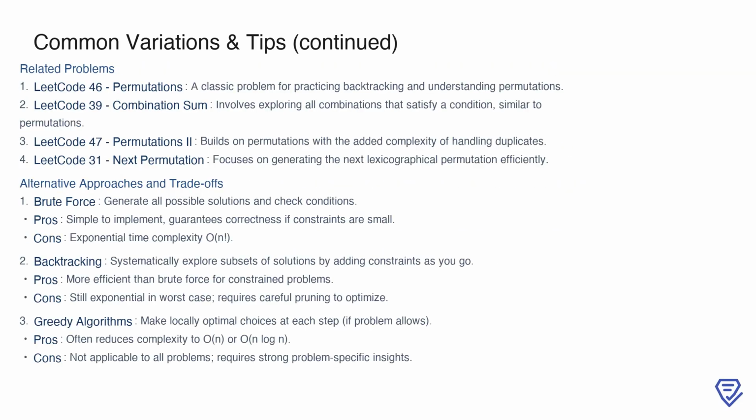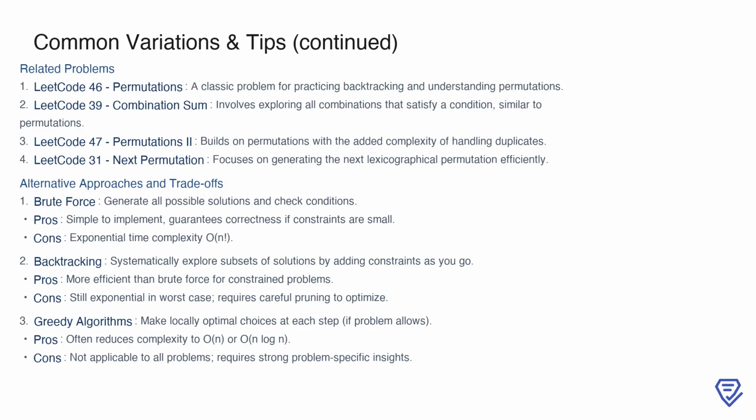To deepen your understanding of related problems, you can practice with similar challenges. For instance, LeetCode 46 focuses on generating permutations, making it an excellent exercise for backtracking. LeetCode 39, combination sum, is another great problem that involves exploring all combinations that meet a condition, which is similar to working with permutations. LeetCode 47 builds on permutations but introduces the additional complexity of handling duplicates. Finally, LeetCode 31, next permutation, is about efficiently generating the next lexicographical permutation, a skill that overlaps with permutation-based problems.